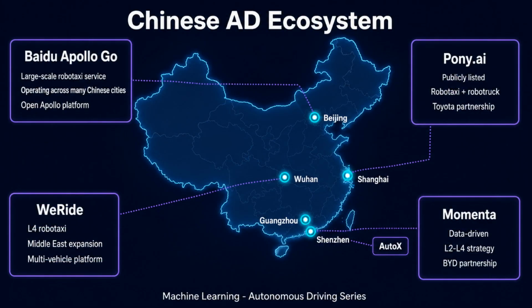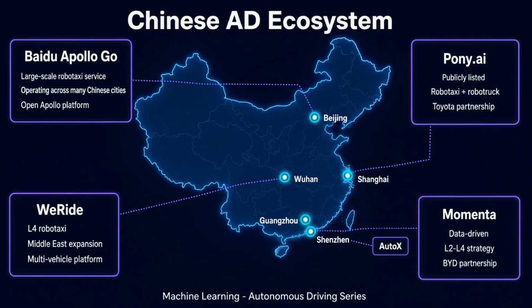China has emerged as a major force in autonomous driving, driven by supportive government policies and massive urban populations. Baidu's Apollo Go is one of the largest robotaxi services in the world, operating across many Chinese cities and serving a very large weekly ride volume. Their open platform approach has attracted hundreds of industry partners. Pony AI completed a U.S. listing and operates both robotaxi and robotruck services, with a strategic partnership with Toyota.